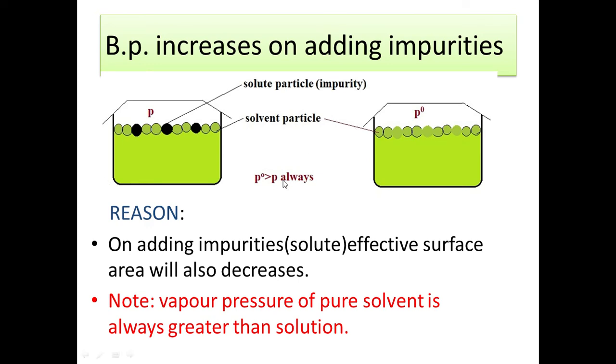So always remember that a pure solvent always has a vapor pressure greater than the solution. That means after adding some solute, you obtain a solution here. So the vapor pressure of the pure solvent is always greater than that of the solution, which can be denoted by P naught is greater than P.